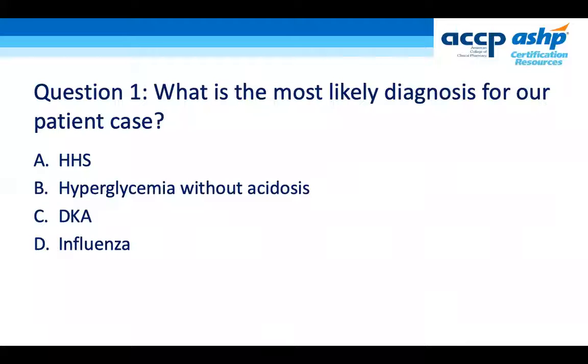This brings us to our first question. So thinking back to our patient case, what is the most likely diagnosis for our patient case? A, HHS, B, hyperglycemia without acidosis, C, DKA, or D, influenza?